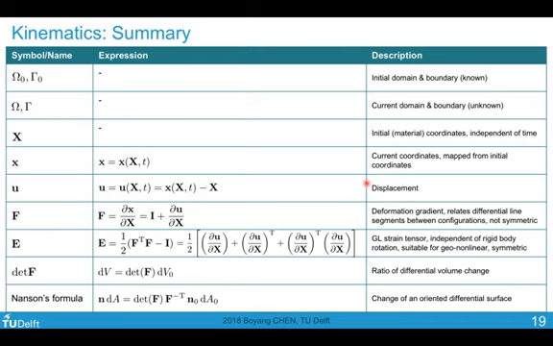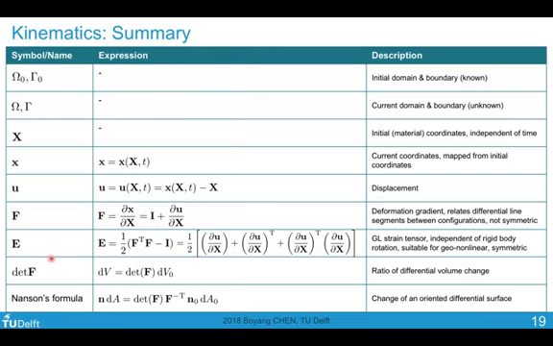We started with discussing different configurations. We have the initial domain and boundary, which is known to us. We have the current domain and boundary. Then we have the initial coordinates of a material point. And then we have the current coordinates, which are a function of the initial coordinates and time. Then we have the displacement, which is simply the difference between small x and capital X. And we have the deformation gradient, which can be written as an identity matrix plus the displacement gradient.